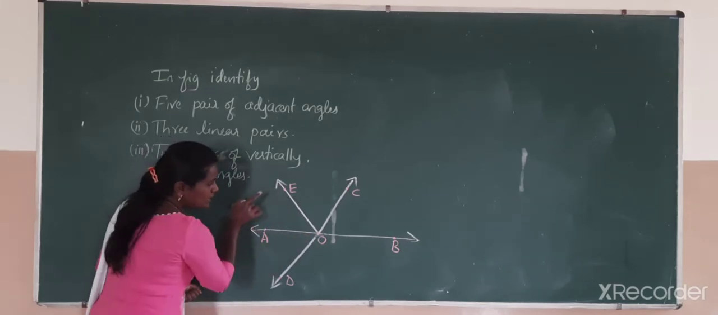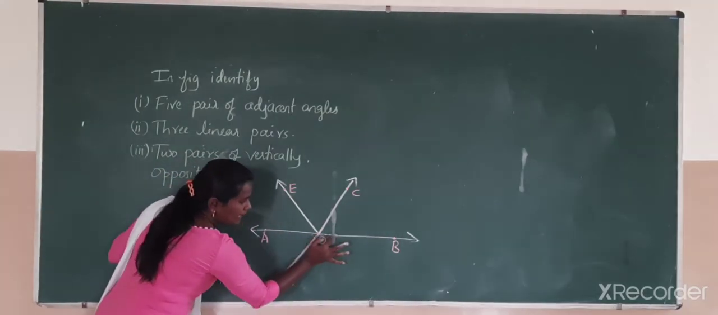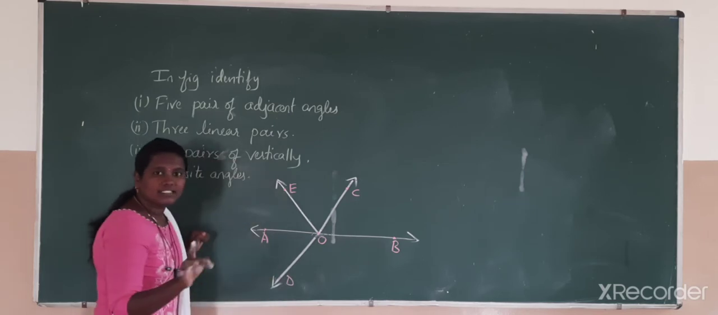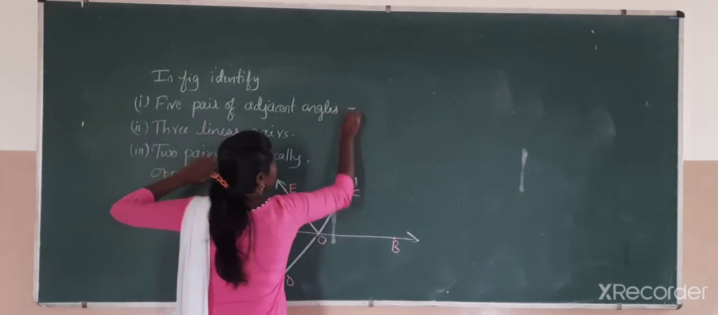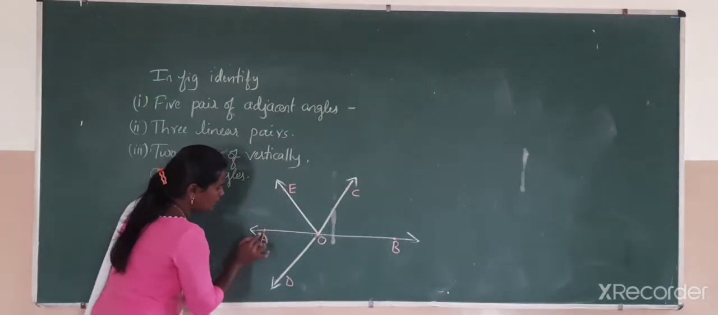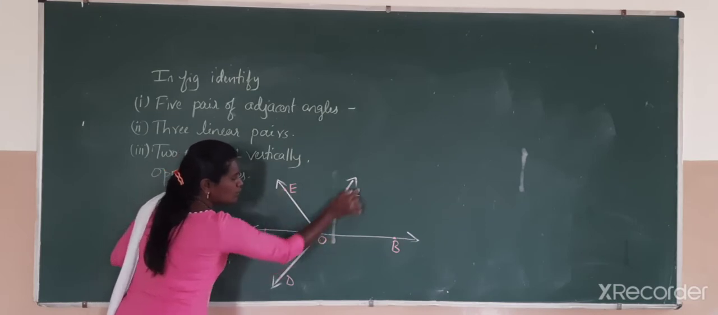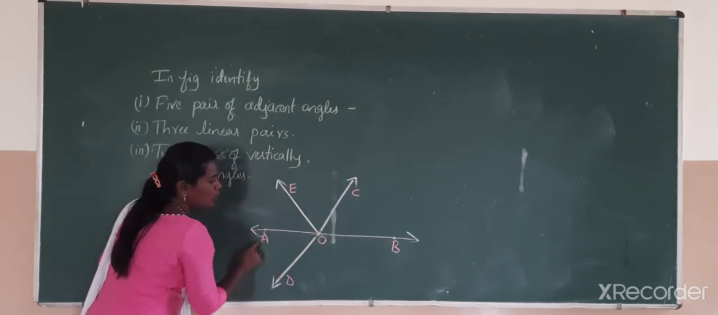Now one more left. What is that? EOB, BOD. Are these adjacent? Yes, let us write, then you will understand. Five pairs they ask. So what can you write? Start from 1 to 5. If you are taking AOE, EOC once, then your eye goes on BOD, DOA.